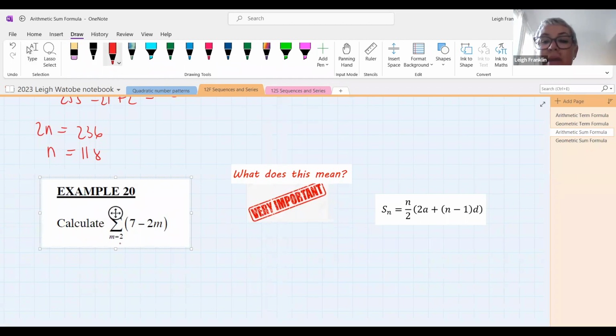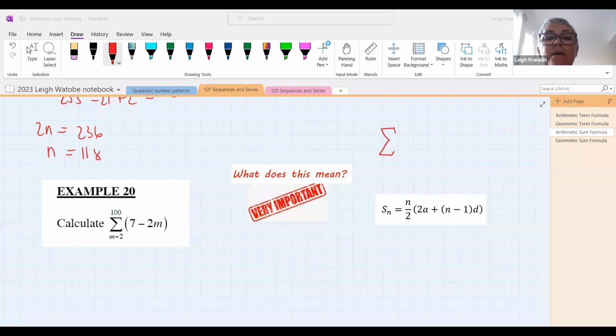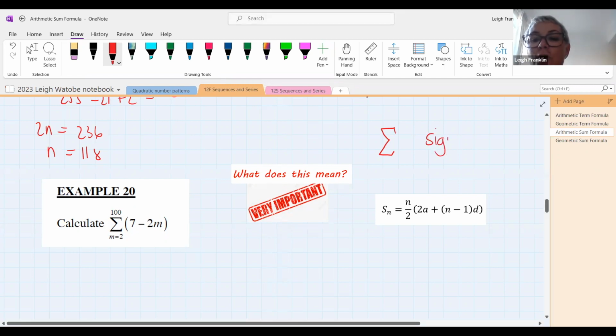What does this mean? For those of us that have done this section at school, we would know what this symbol means. What's it called? You can pop it into the chat if you know the answer. Yes, Katlejo, hello. Is this sigma notation? This is sigma notation, quite right. Good job. So that is the sigma symbol.